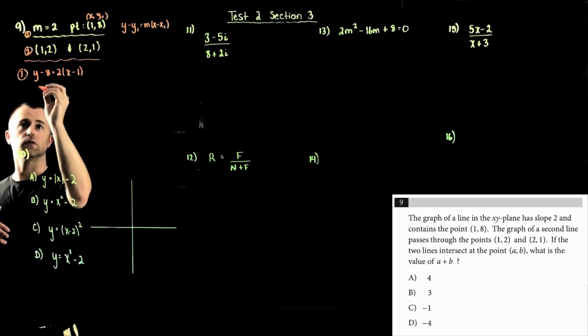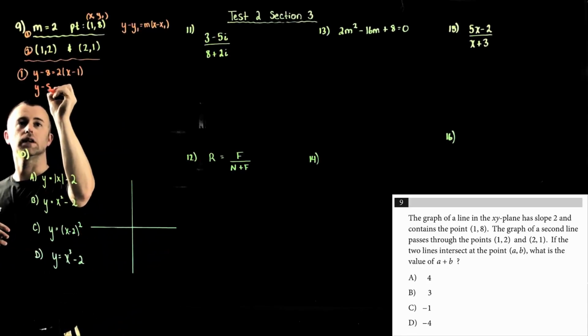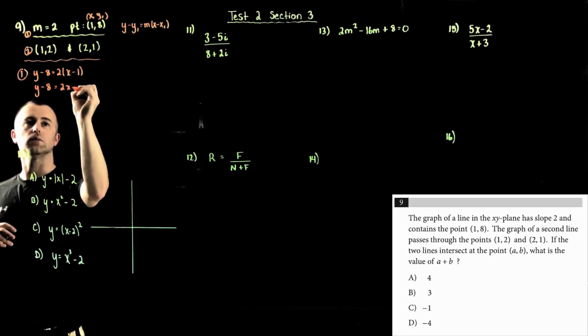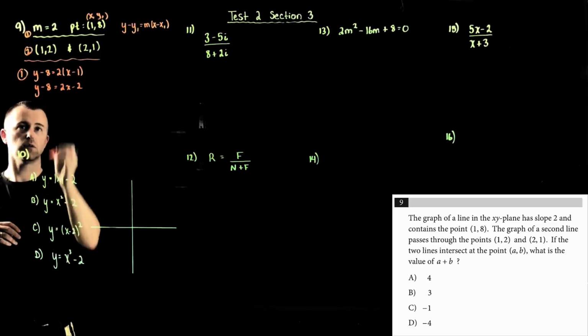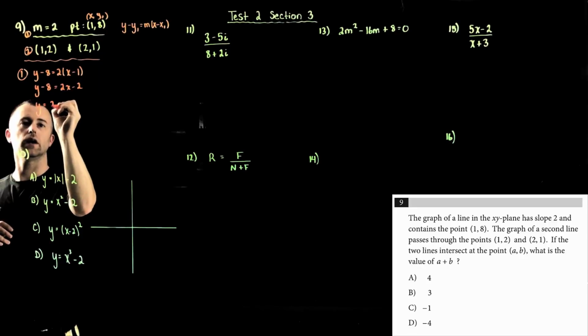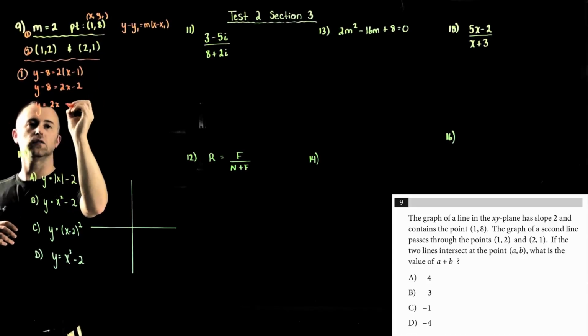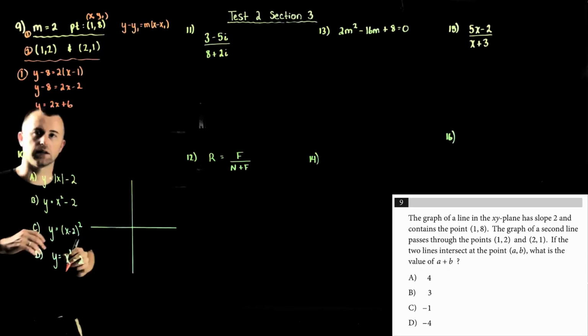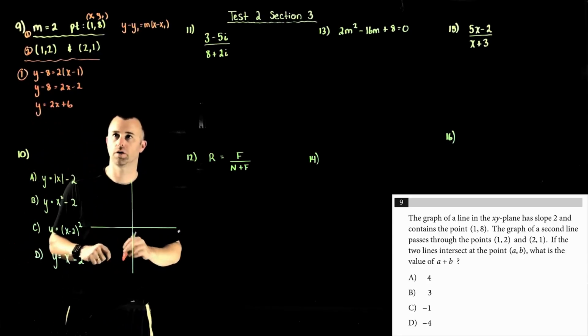I'm going to go ahead and solve this for y. So it's going to be y minus 8 equals 2x minus 2. Add 8 to both sides, and you're going to get y equals 2x. Negative 2 plus 8 is 6. So equation number 1, there you go.